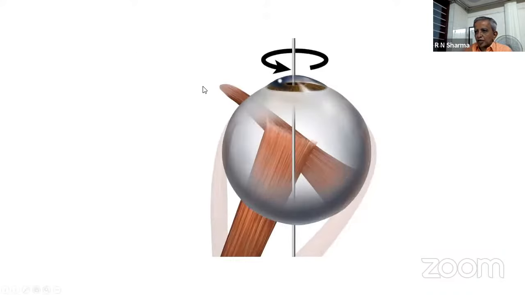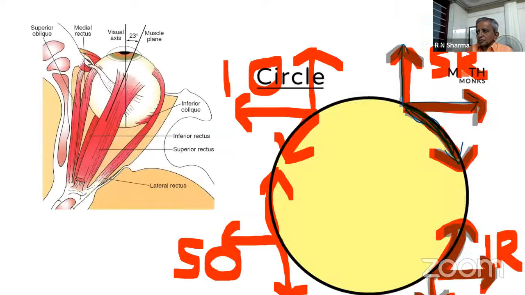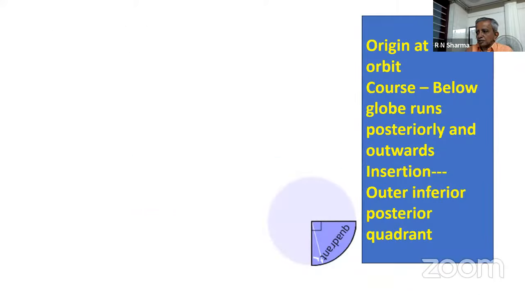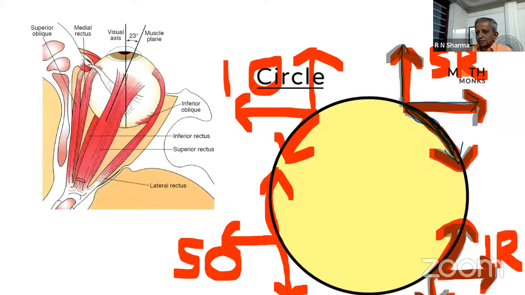So this is the inferior oblique. It is going below the globe. Origin at the floor of the orbit, it goes below the globe, runs posteriorly and rounds outwards, getting inserted to the outer inferior posterior quadrant.